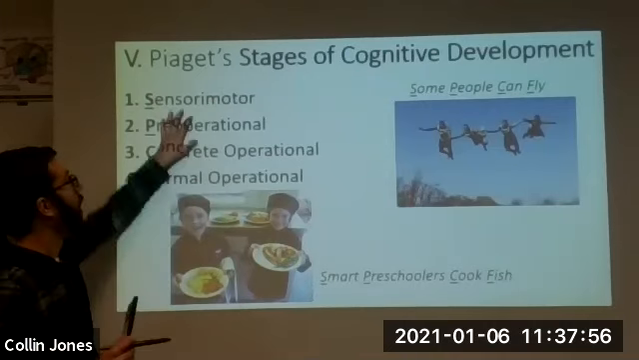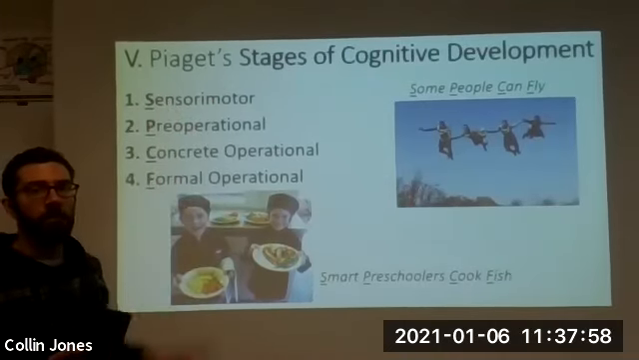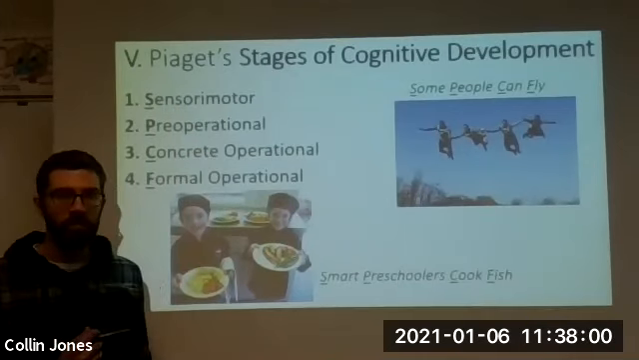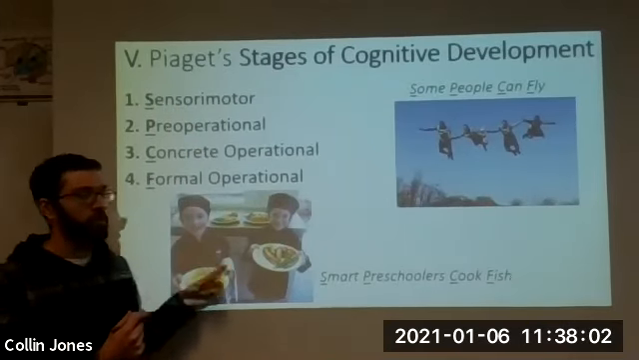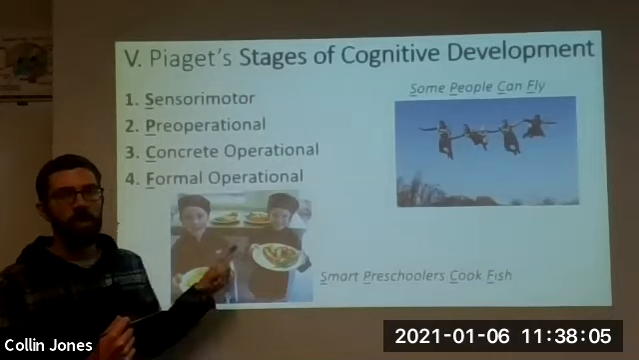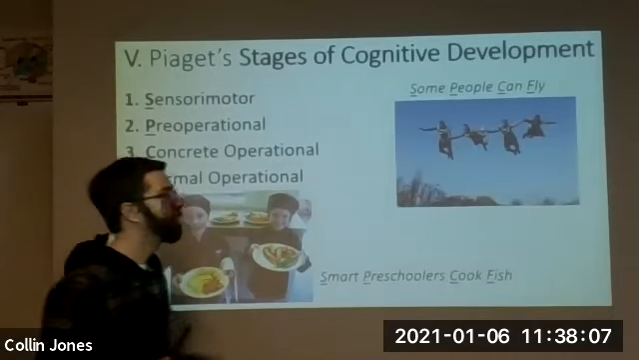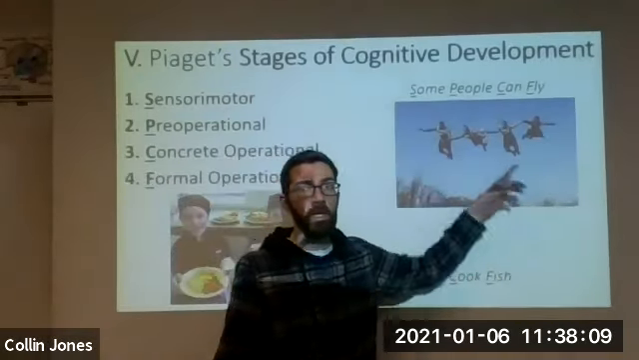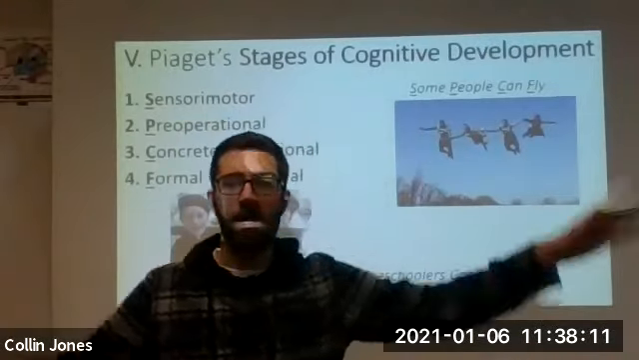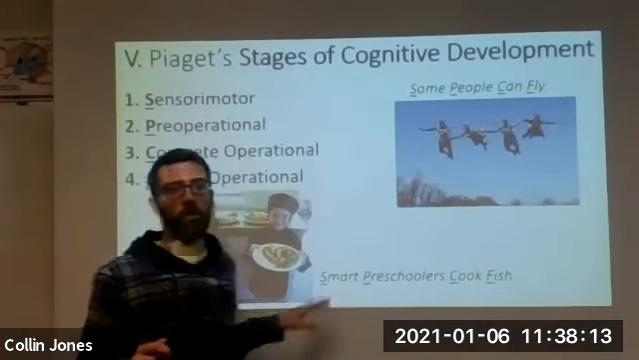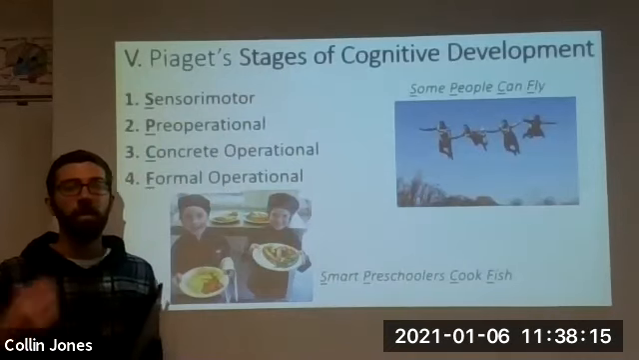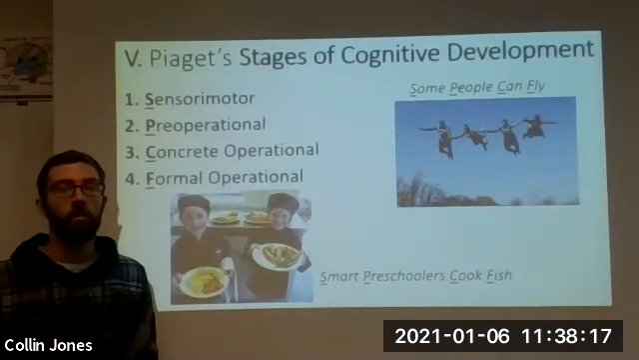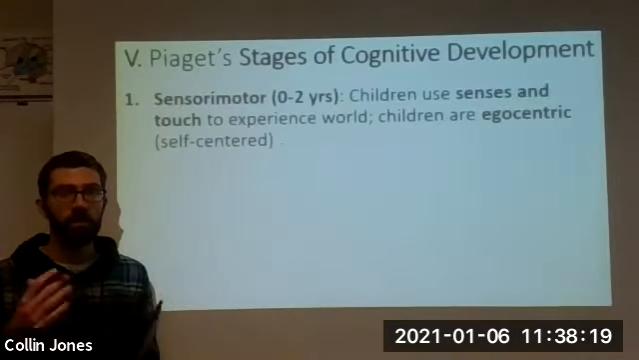You'll need to write down all these words. Maybe write down SPCF for now. And I have 2 mnemonics for you. Smart preschoolers cook fish, SPCF. Or maybe you prefer some people can fly, SPCF. Whichever one you prefer, just have a little sentence to remember the order of Piaget's 4 stages. Let's go through them all.